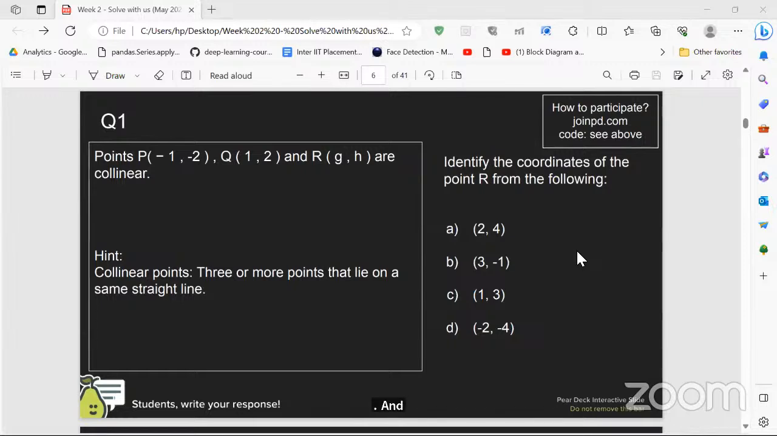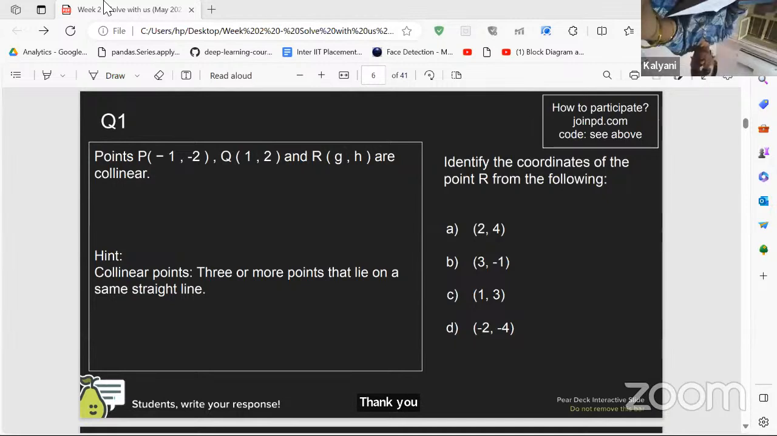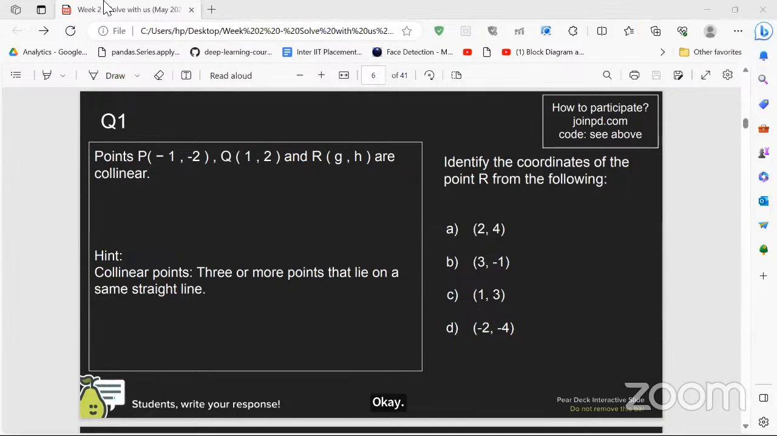So how many of you have solved the problem? Yes, sir, I have solved it. Okay, so how many of you have an issue in solving this problem? How many of you are not able to solve this question?